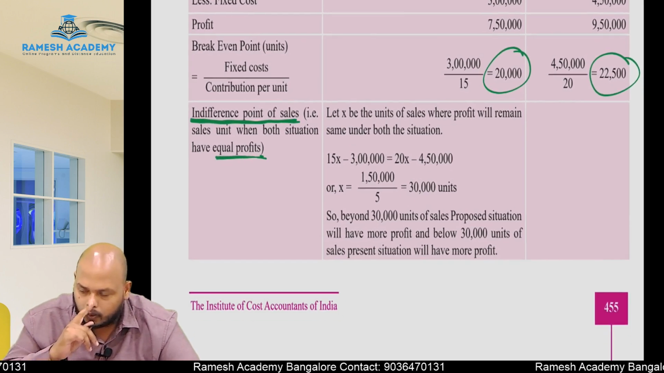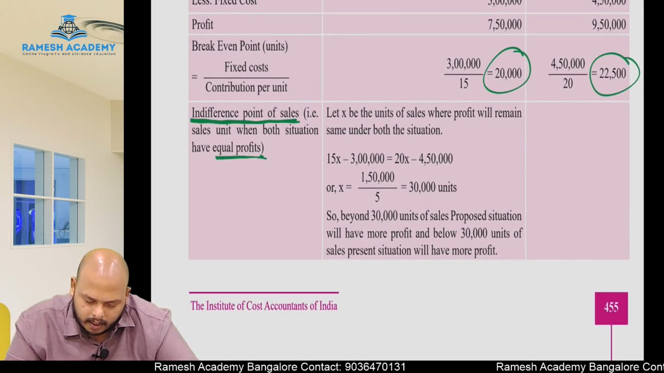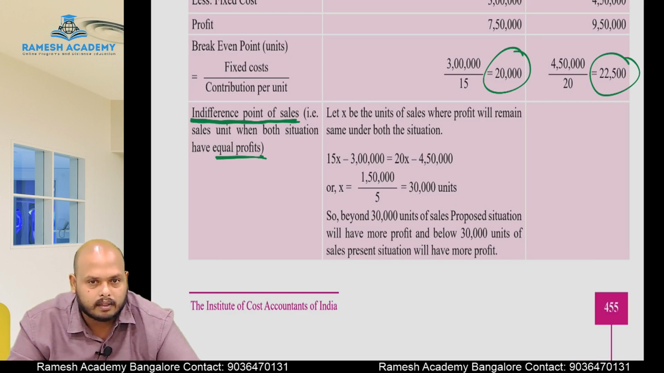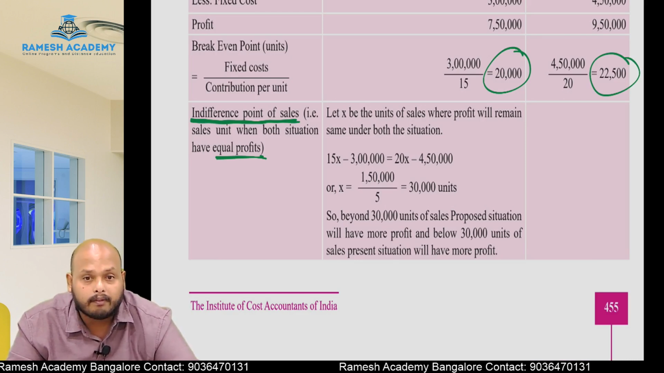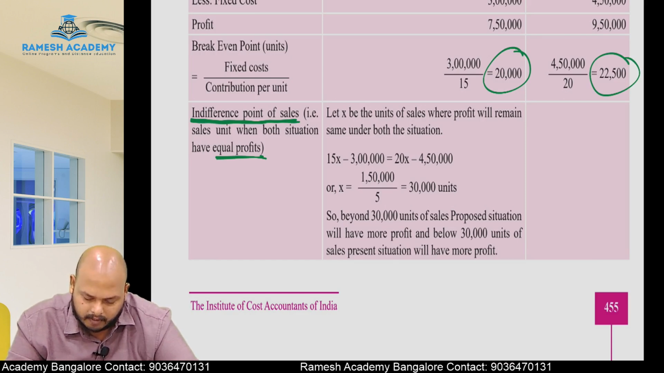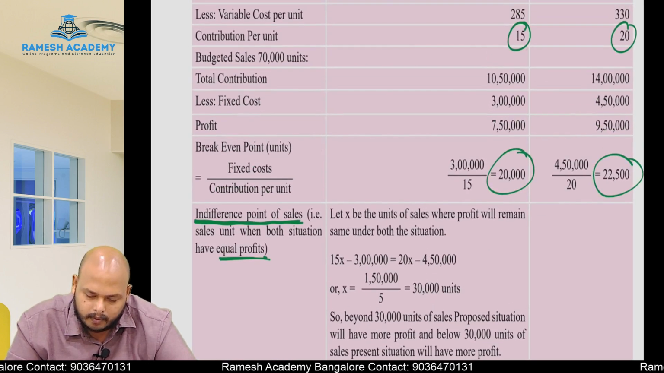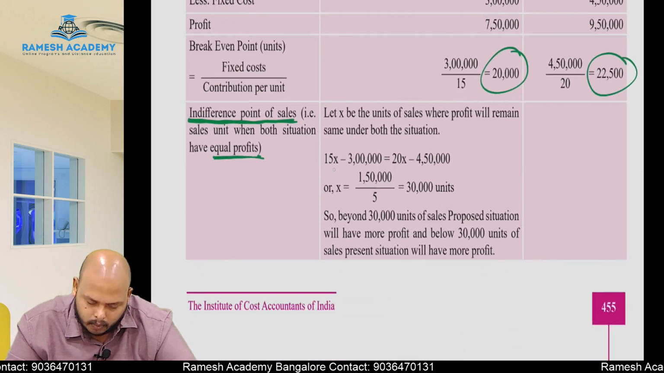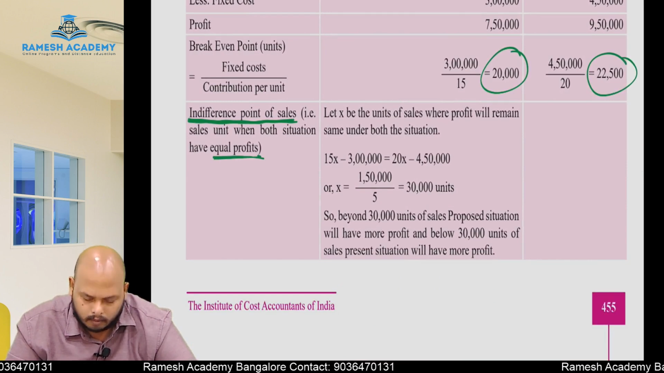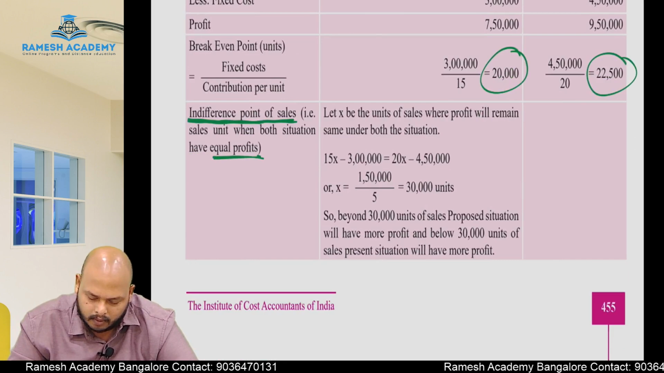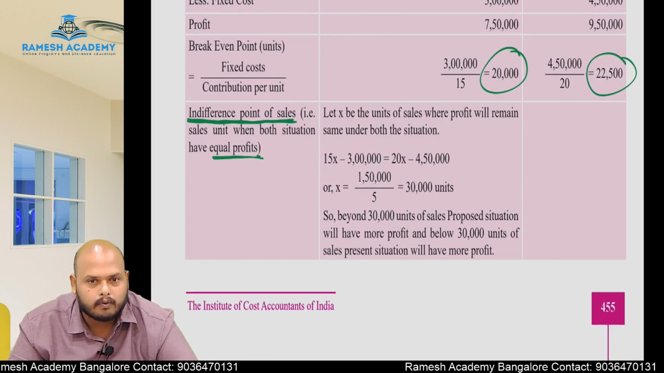He is showing here how to calculate indifference point. Let X be the units of sales where the profit will remain same under both the situations. What is the contribution per unit we got? 15. 15 into X. We don't know units now. 15 into X minus 3 lakhs is equals to, what is the contribution per unit here? 20. 20 into units we don't know, X minus 4,50,000.